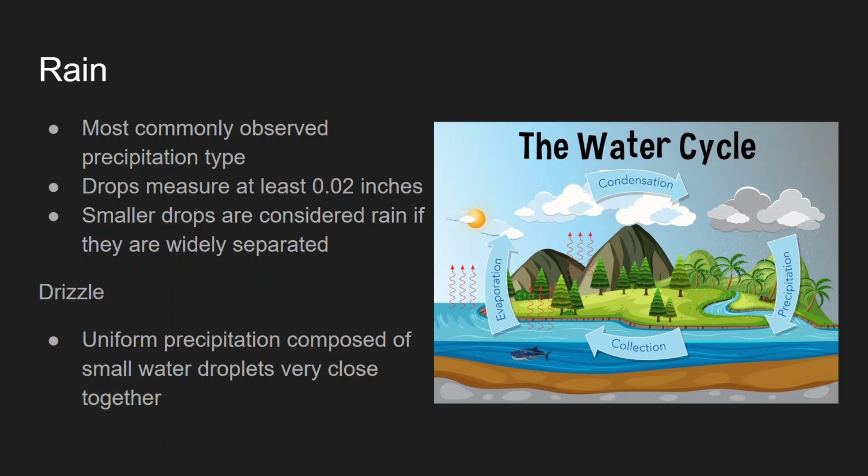That's the basics. But raindrops have to measure at least 0.02 inches in, I believe, diameter for it to not be considered drizzle. So drizzle and rain are totally different, and it actually comes down to the diameter of the drops. So smaller drops are considered rain if they are widely separated. So kind of the difference between fog as well. So fog, you could have drizzle and fog. Now, drizzle is uniform precipitation composed of small water droplets very close together. So that's what drizzle is compared to rain.